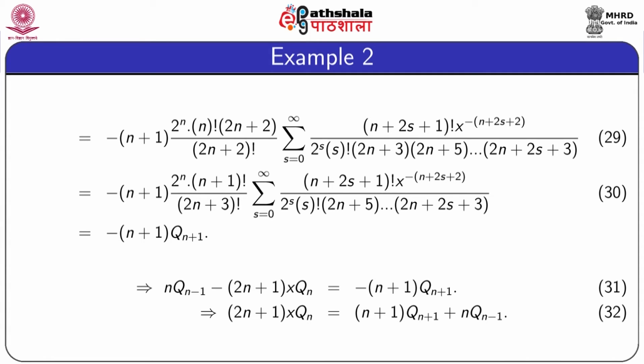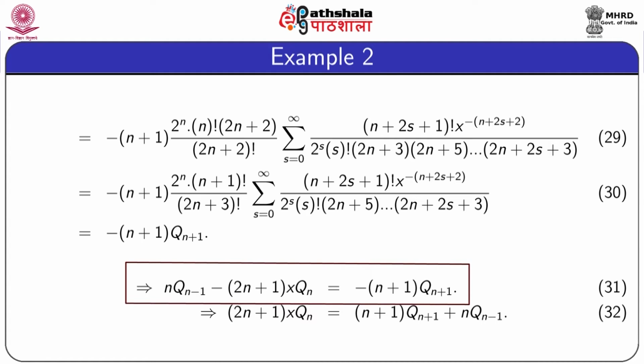After simplification, we arrive at equation number 30, which is minus n plus 1, 2 to the power n plus 1 factorial divided by 2n plus 3 factorial, summation s equal to 0 to infinity, n plus 2s plus 1 factorial x to the power minus n plus 2s plus 2 divided by 2 to the power s factorial, 2n plus 1, dot dot dot, 2n plus 2s plus 3, and this expression is q n plus 1, and hence we get n q n minus 1 minus 2n plus 1 into x q n is equal to minus n plus 1 q n plus 1 as given in equation number 31.